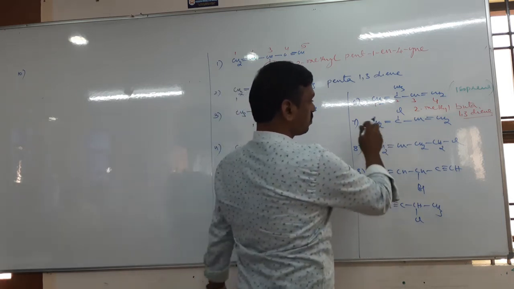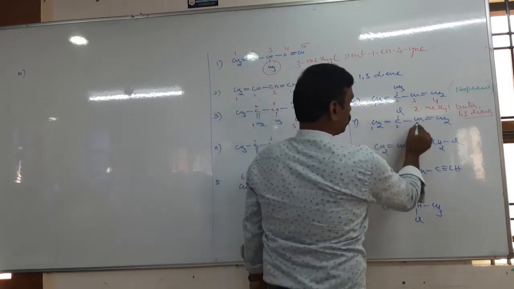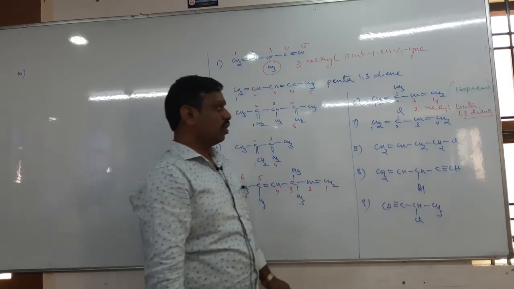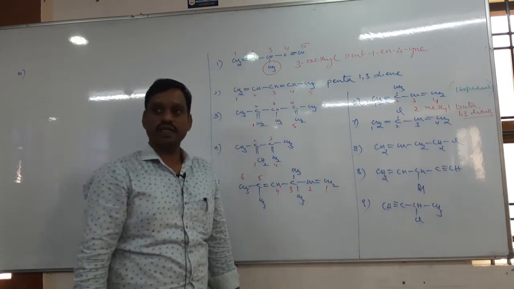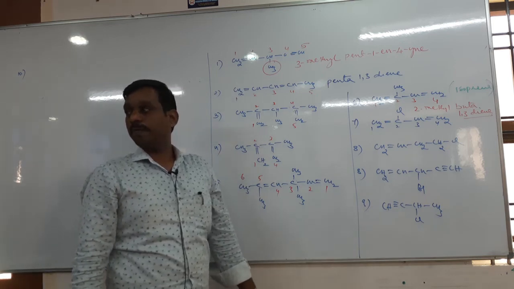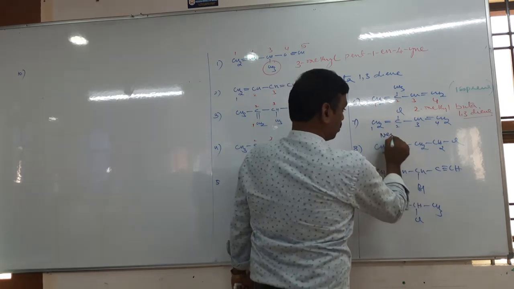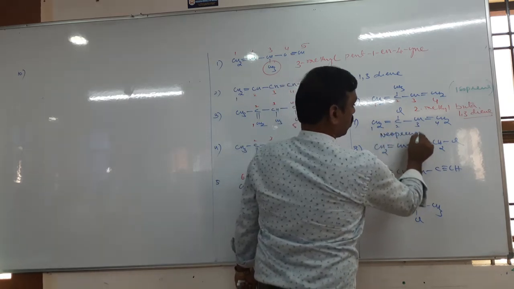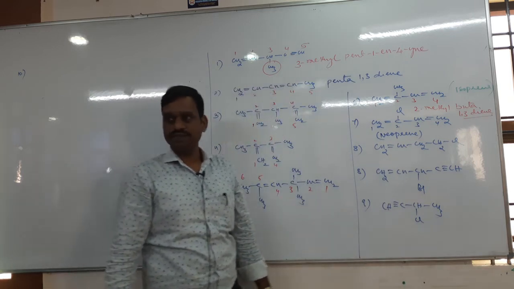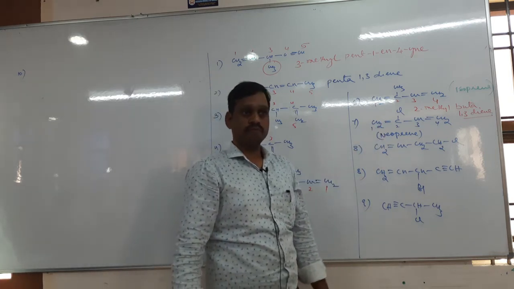Tell me next. It is 1, 2, 3, 4. 2-chlorobuta-1,3-diene. So what is the name of this? Chloroprene. It is a monomer of what? Chloroprene is a synthetic rubber monomer, neoprene.